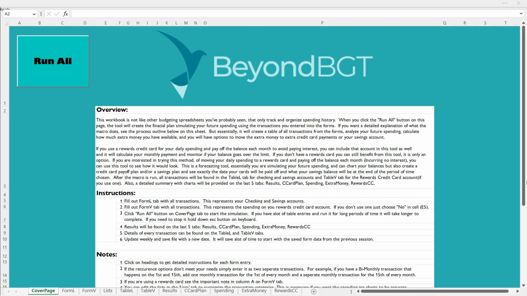Most budgeting spreadsheets out there are looking at your spending history, but that's not what this is. The Beyond Budget spreadsheet is about modeling your future spending and analyzing the results. It will calculate how much extra money you have available each month using a special algorithm, and you will have the option to move the extra money to credit card payments to pay them off faster, or move it to your savings account and see how much you can save over a period of time.